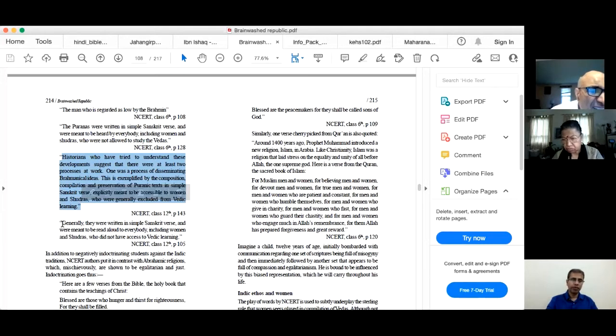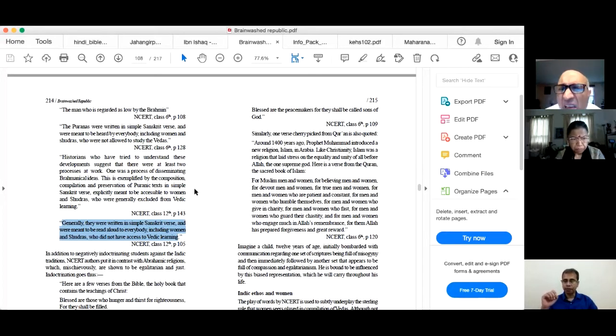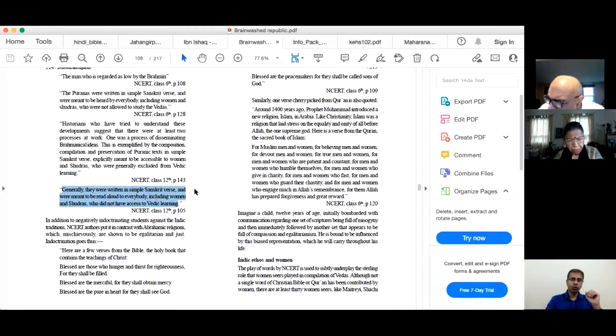Then on page 105, generally they were written in simple Sanskrit verse and were meant to be read aloud to everybody, including women and Shudras who did not have access to Vedic learning. Now try to imagine the mental state of that child, and especially if the child is a girl. By the time she will finish this book of class 6th, she will be thoroughly disgusted by Hinduism, by its traditions. And that is exactly what they are trying to do. And after this has been done, then comes the final blow. What is that?